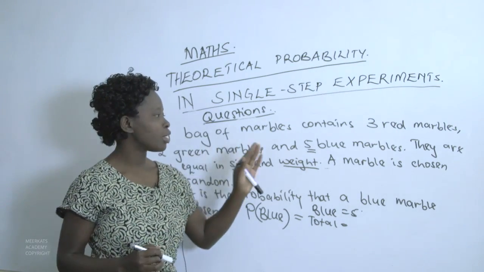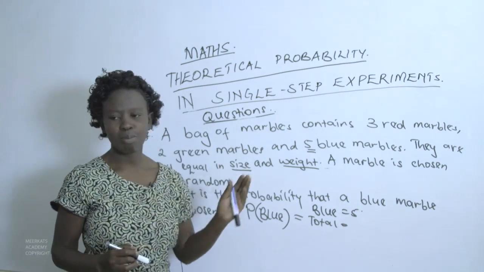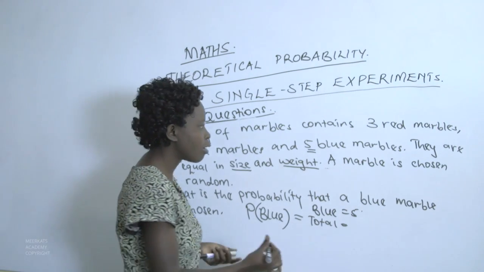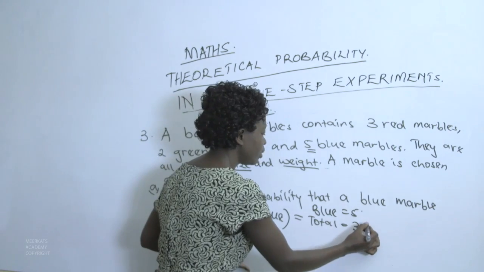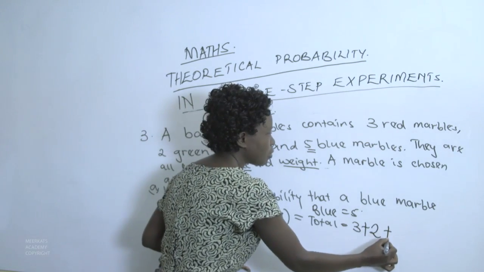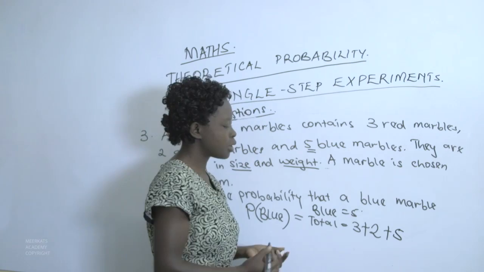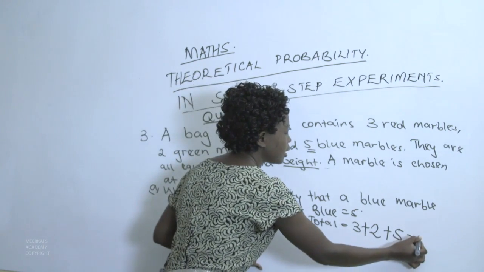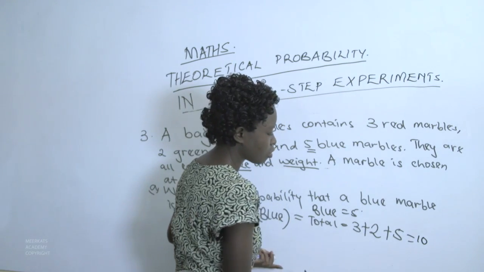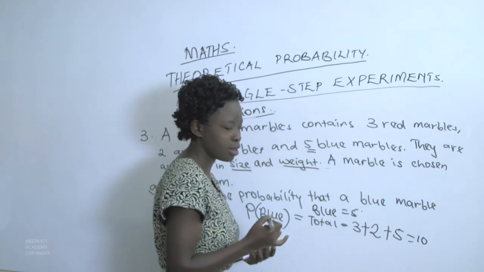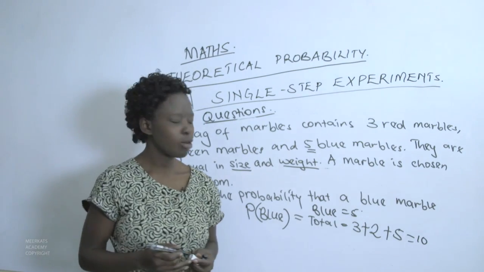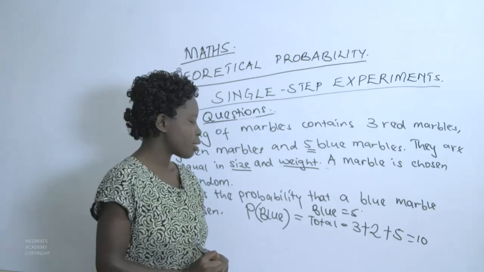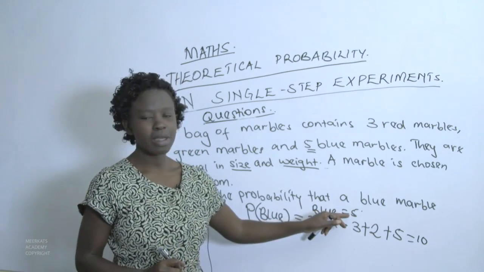So we are having 3 red, 2 green, and 5 blue. So it means the total number of marbles we have will be 3 plus 2 plus 5. 3 plus 2 plus 5 is simply 10, because 3 plus 2 is 5, and 5 plus 5 will give us 10. So the total number of outcomes in this case is 10. Then the favorable outcome for blue will be 5.